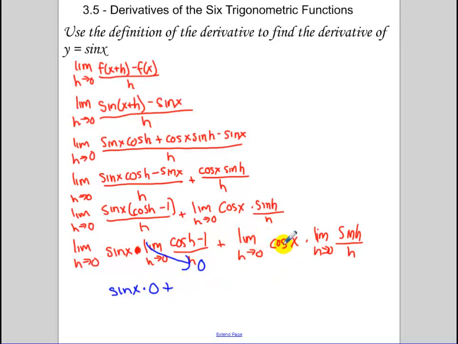Limit as h goes to 0 of the cosine of x. Well, that's just the cosine of x. Remember, this limit went to 1 from the special limit laws for trig limits. So therefore, we know the derivative of sine is equal to the cosine of x, and that's by using our laws of limits. Now, I don't want you guys to have to do those laws of limits each time, but I think it's important for you to understand where we got these trig derivatives from.